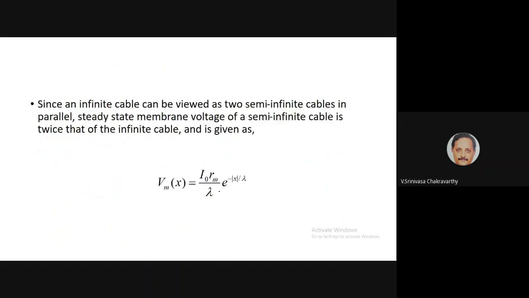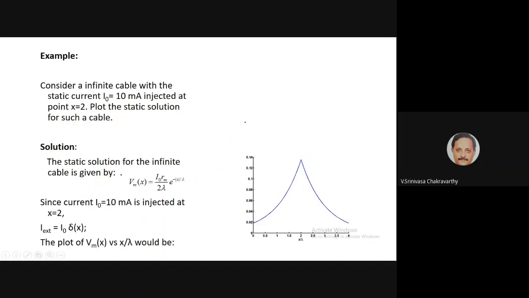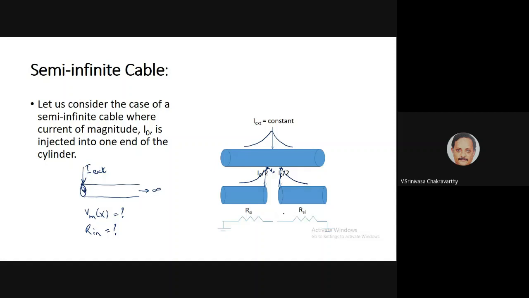So I naught Rm by lambda times e power minus x by lambda, where you have to take the magnitude of x, since it only depends on the magnitude of x. We'll keep the same formula, and therefore the resistance also is twice that of the infinite cable, because if you look at this arrangement, each of them has some resistance.